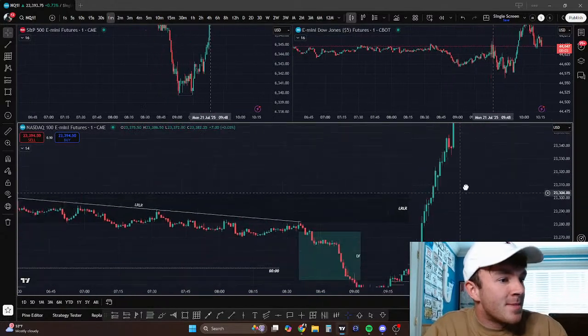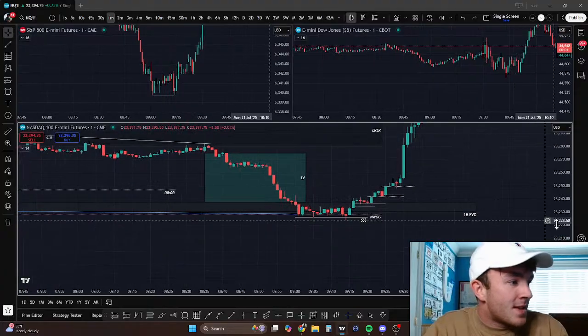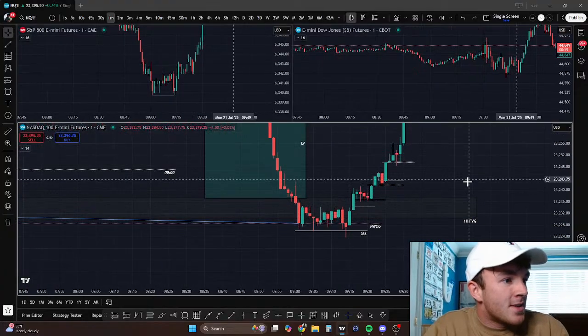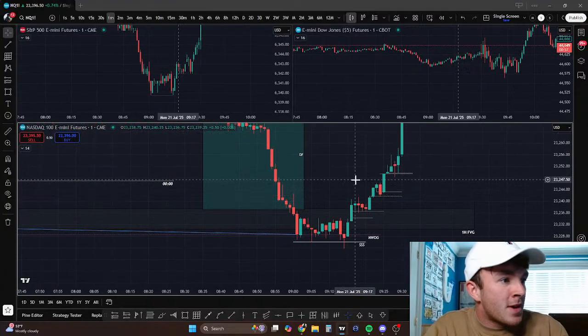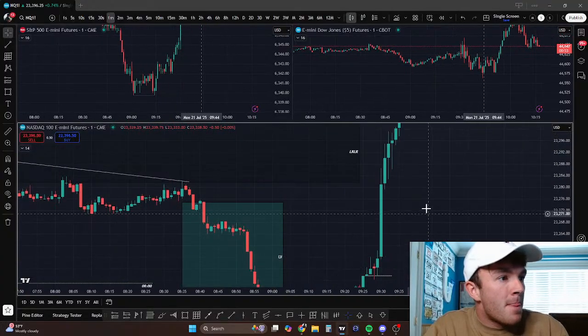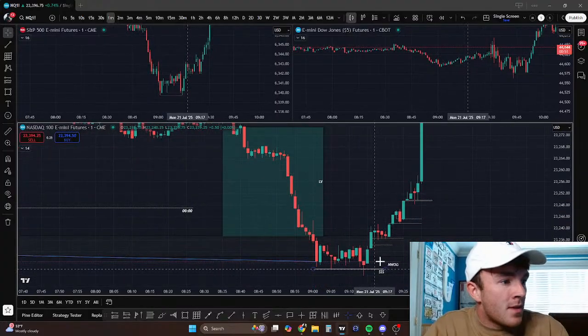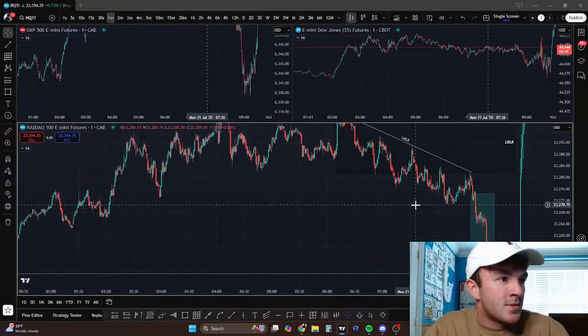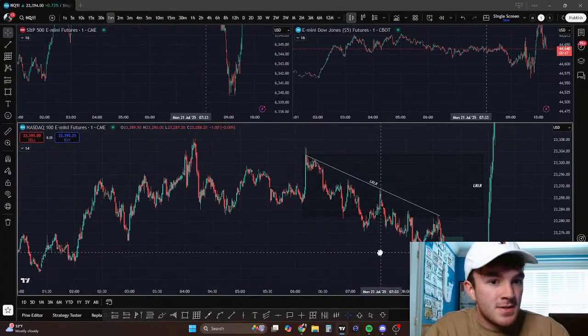Dude, crazy, man. But look at how precise, every single fair value gap supports price perfectly. Boom, boom, boom. And then we just aggressively displace towards these low resistance highs.